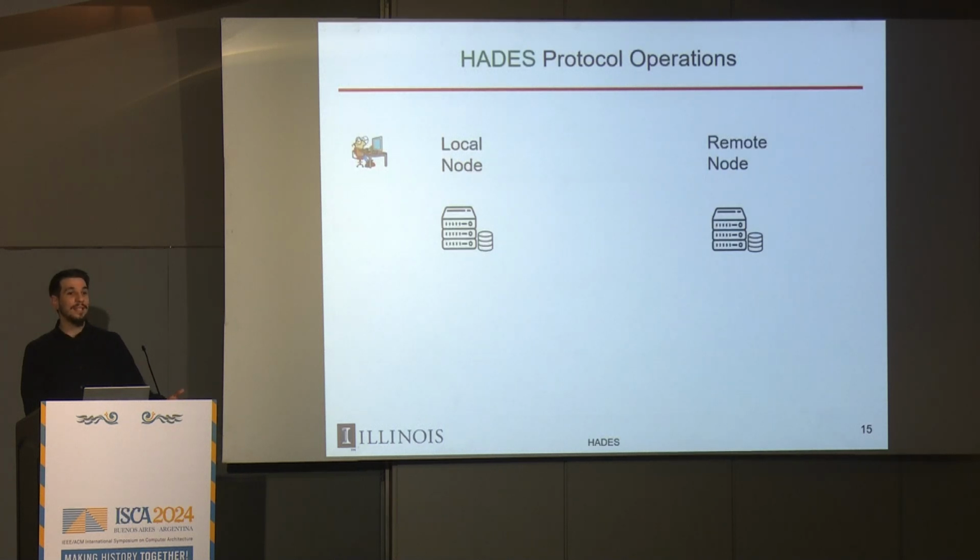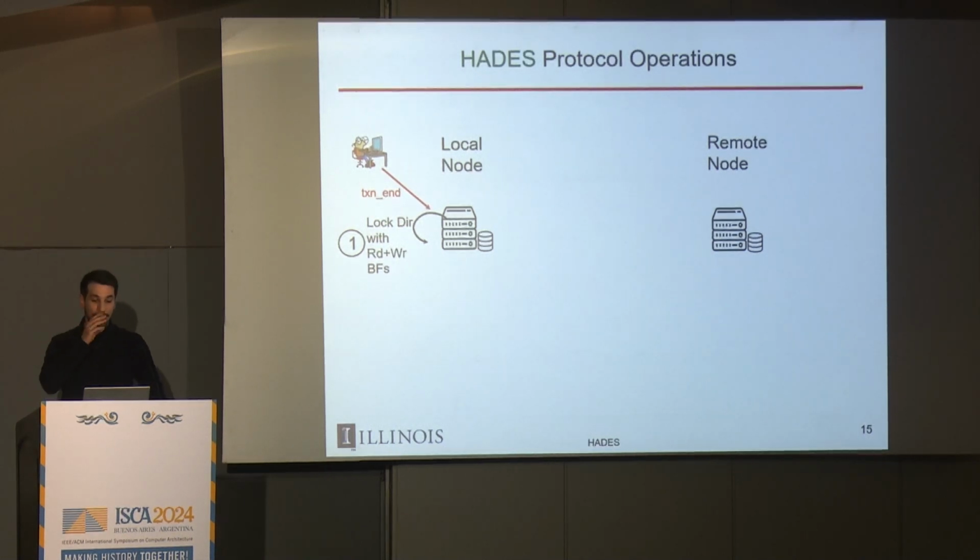Now, when we move to the validation and commit phase, there are operations that happen on the local node, and there are operations that happen on the remote node. Everything starts from the local node when the transaction ends. So the first step is to lock the directory using the local read and write Bloom filters that are next to the LLC cache. I'll show how this is done later, but this prevents other operations from touching the same cache lines that are members in these Bloom filters.